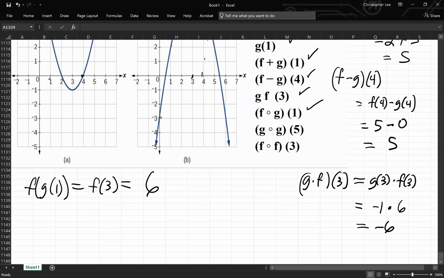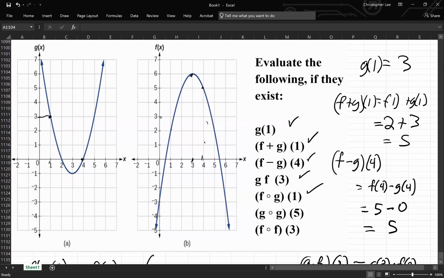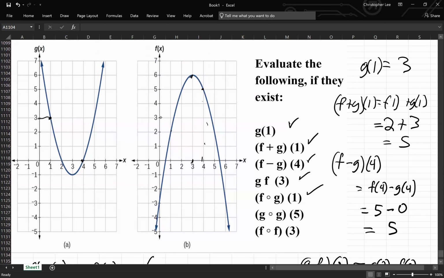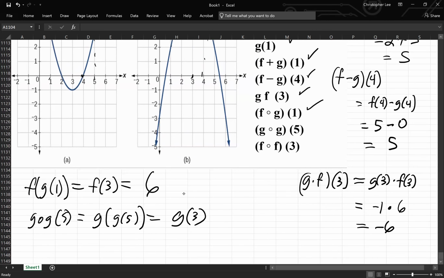Now, let's look at g of 5, right? So g of 5, next value is 3. So this is going to be what is g of 3. So when x is 3, the y value is -1. All right.